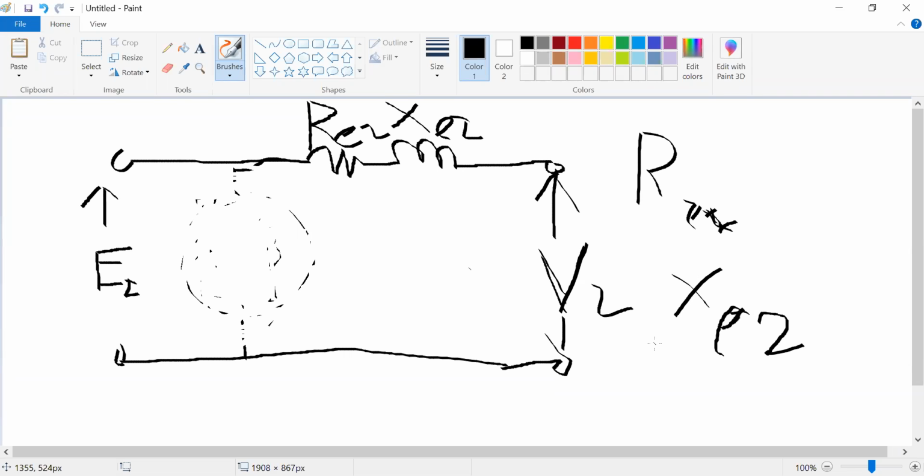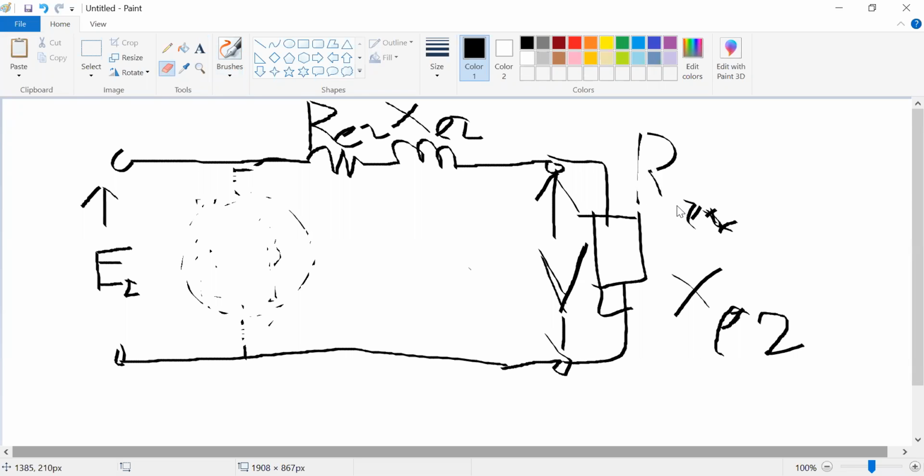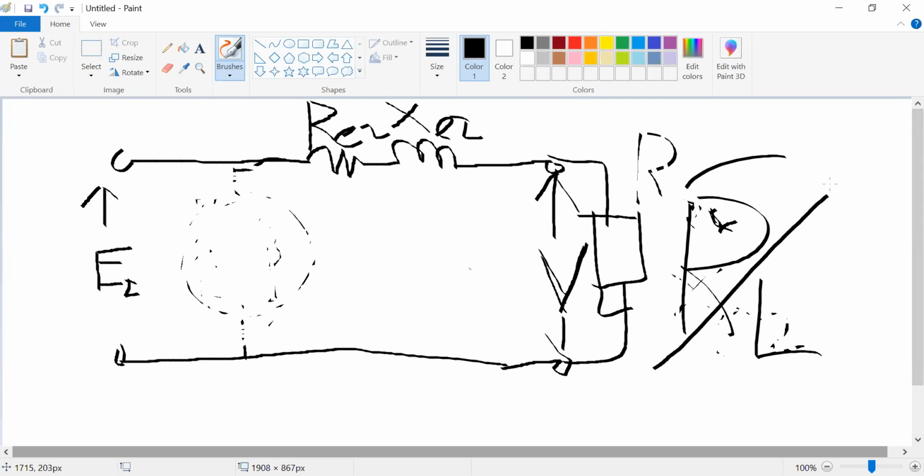When load is connected here, the transformer load is connected across these terminals of the transformer. So this is the RL value, and the load is connected here. This is the load resistance. This load resistance is not constant. This is a variable resistance.